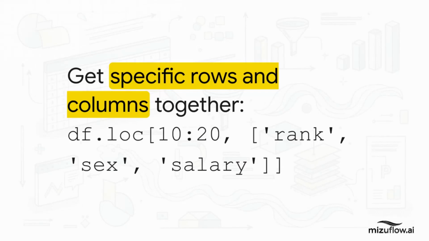And this is where it gets really powerful. You can combine row and column selection. This command using .loc is basically saying, hey, give me the suspects from index label 10 to 20, but I only want to see their rank, sex, and salary columns. This is what precision data extraction is all about.